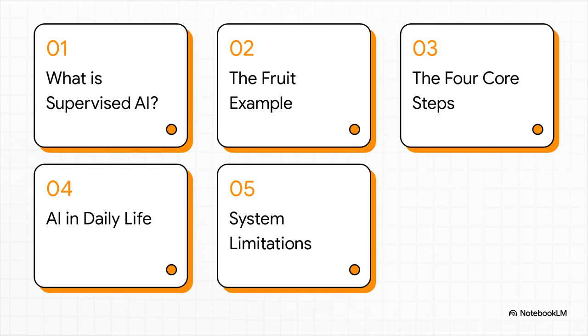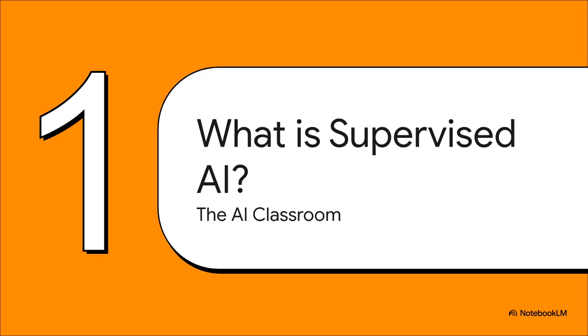To keep things super clear for everyone, here is our roadmap. We are going to cover 1. What is supervised learning? 2. The fruit learning example. 3. The 4 core steps. 4. AI in your daily life. And finally, number 5. Limitations of the system. Let's get to it. Starting off with Section 1.